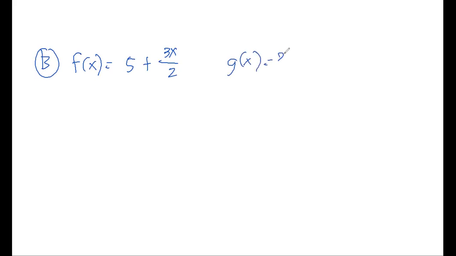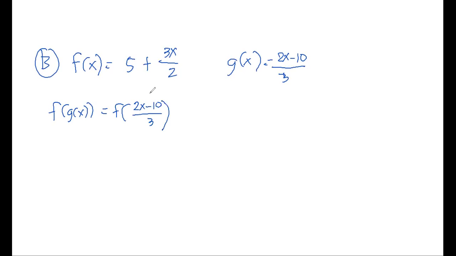Example letter B. In example letter B, our f of x is equal to (5 plus 3x) over 2, while our g of x is equal to (2x minus 10) all over 3. Let's first solve for the composition of f of g of x. So we'll have f of (2x minus 10) all over 3.